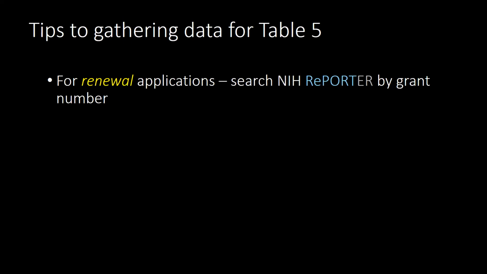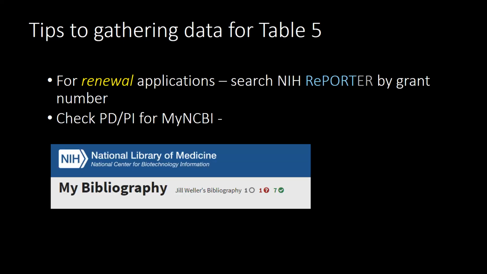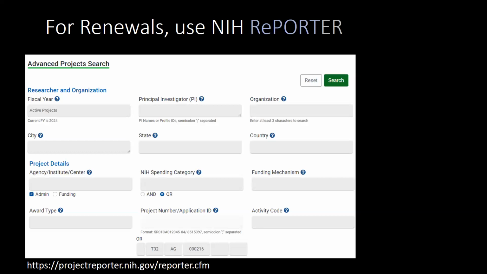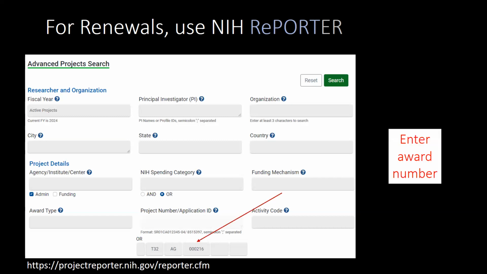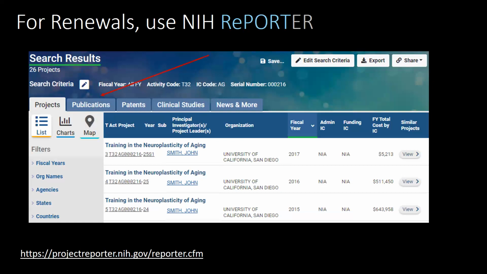If you're doing a renewal, like Wilma, you can look up either my bibliography for all our PPRs that Dr. Ginsburg has put in, or you could go out to NIH Reporter and do an advanced search. This is all open source. You can put in your project number, and then you can see the publications associated with that grant.